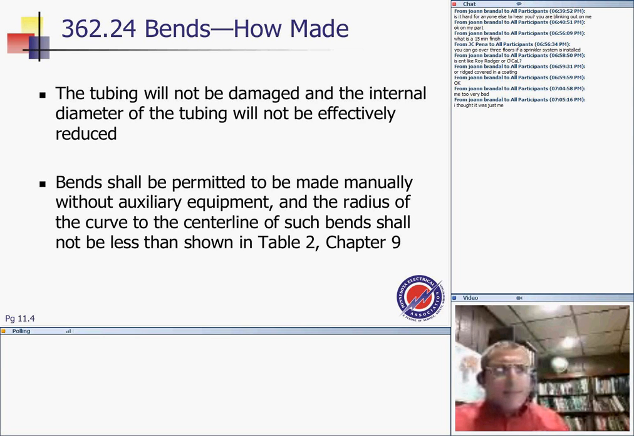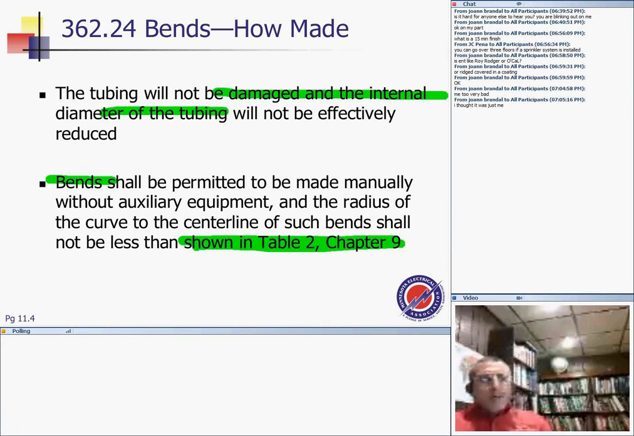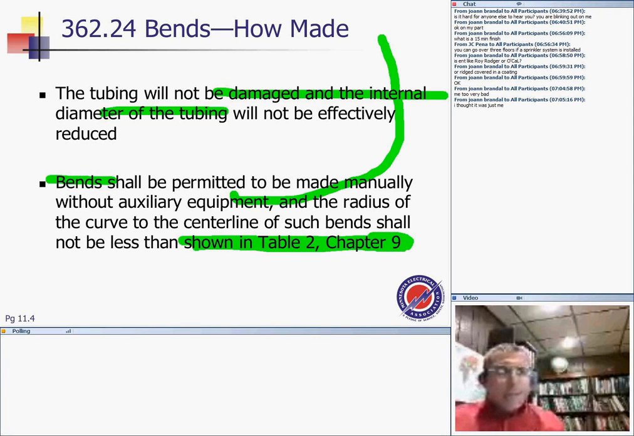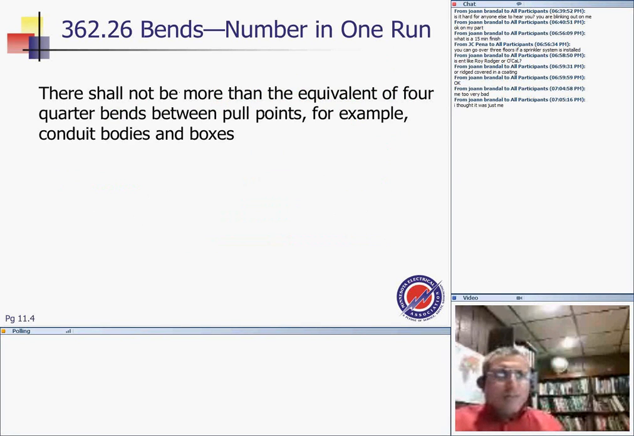Bends: with tubing, you don't want to damage the internal diameter. The radius of the bend will be another matter. If you remember when we did conduit bends, Table 2, Chapter 9 will tell you the minimum radius that you can bend. These are pliable, but you don't want to bend it too sharp. Your minimum radius is how you bend it without damaging the conduit. This is Table 2, Chapter 9, which we'll visit as we go through.